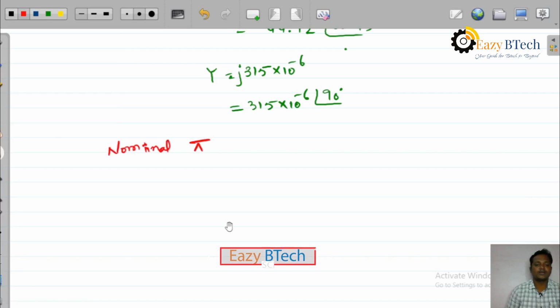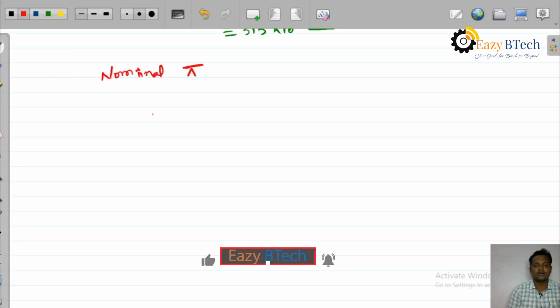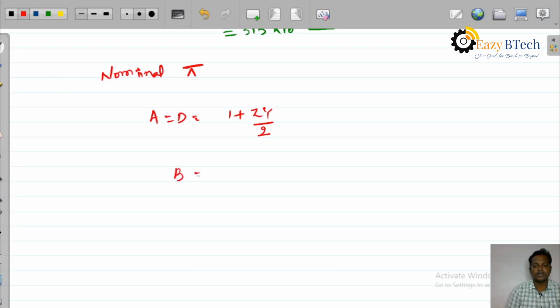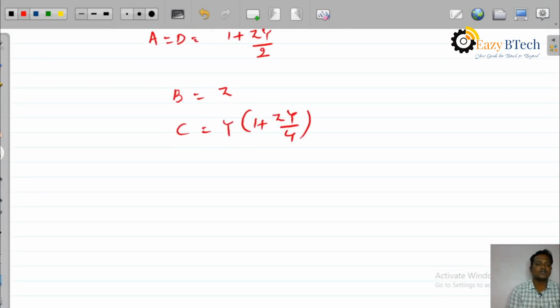We know the nominal pi method. The ABCD parameters are A equals to D equals to 1 plus ZY by 2, and B equals to Z and C equals to Y into 1 plus ZY by 4. Okay, those are the formulas for calculating these ABCD parameters. Now by substituting the values of Z and Y, first of all I have to calculate A and D parameters: 1 plus ZY by 2.